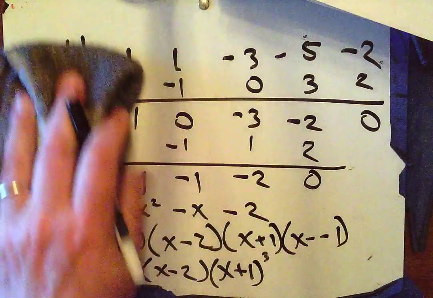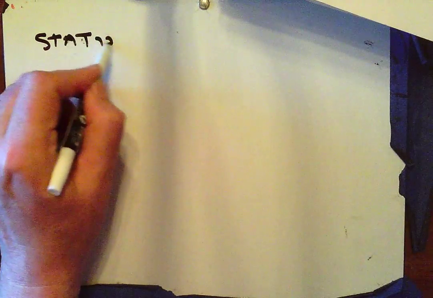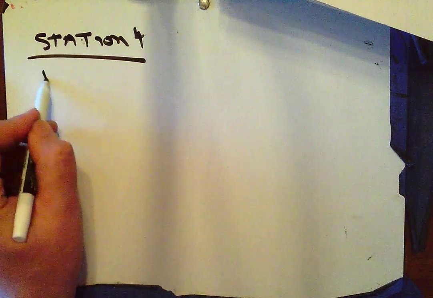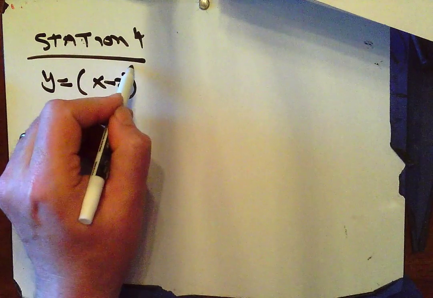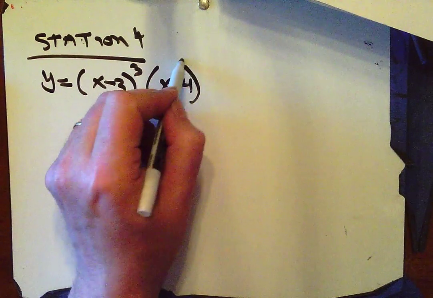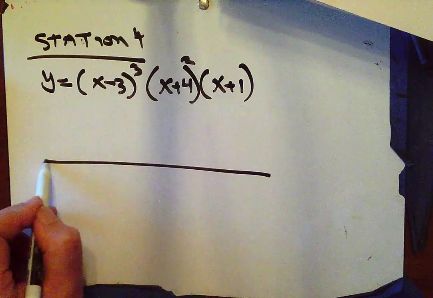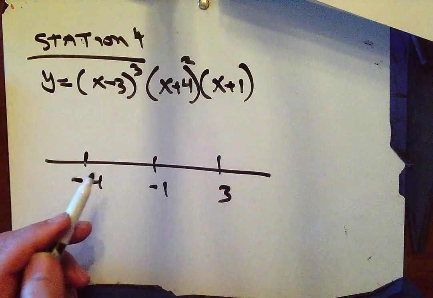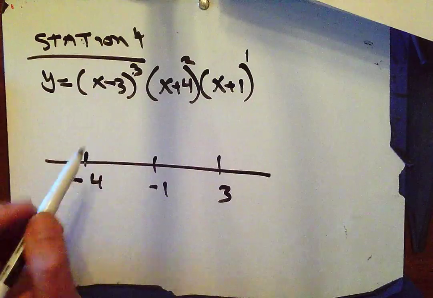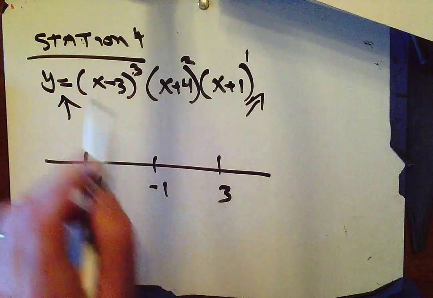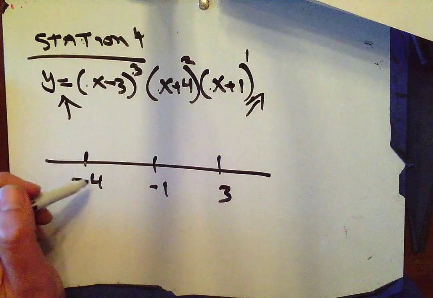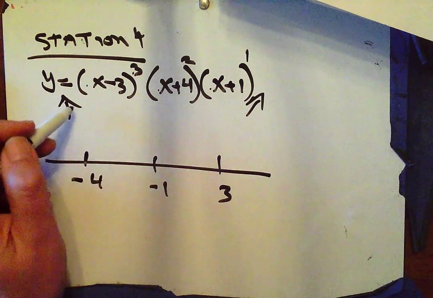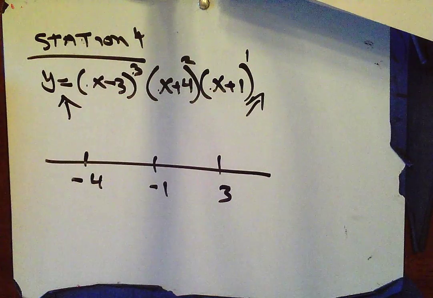How about station 4? Graph the polynomial by using x and y intercepts and multiplicity. All right, so station 4, we've got y equals x minus 3 to the third, x plus 4 squared, x plus 1. So I see that I have negative 4, negative 1, positive 3, because inside is opposite land. 3 plus 2 plus 1 is going to be 6, so I know both ends go up. I don't see any negatives in here to worry about as a negative leading coefficient, which is why I just went right ahead with both ends go up.